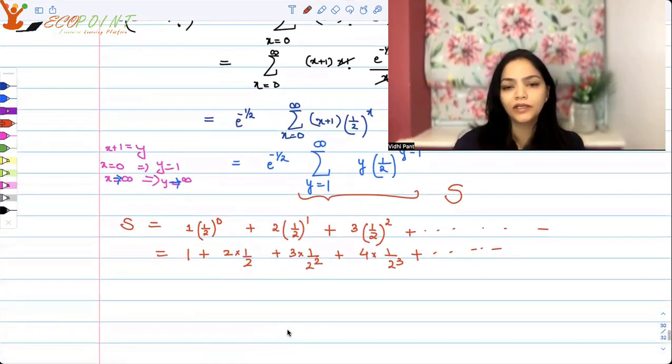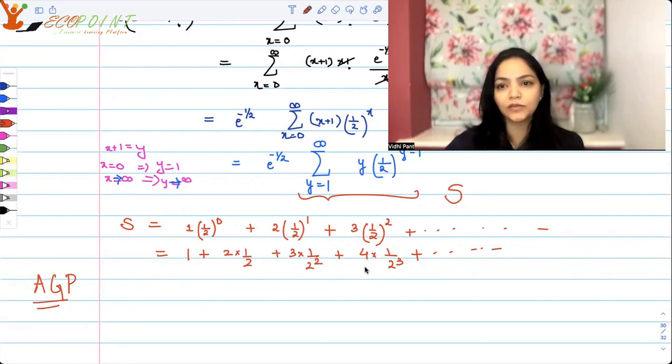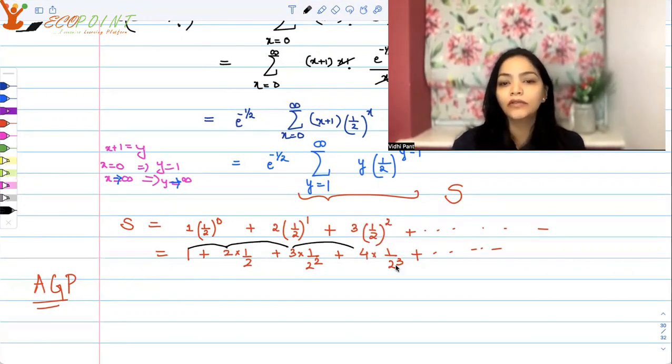Can you see what's happening here? This is an arithmetico-geometric series, called AGP. It's a combination of arithmetic and geometric series. In the denominator, you can see that the powers are increasing, so it's behaving like a geometric series. In the numerator, there is a constant increment of 1, so it's behaving like arithmetic as well. The trick to solve an AGP is to figure out the common ratio. So the common ratio clearly is half.